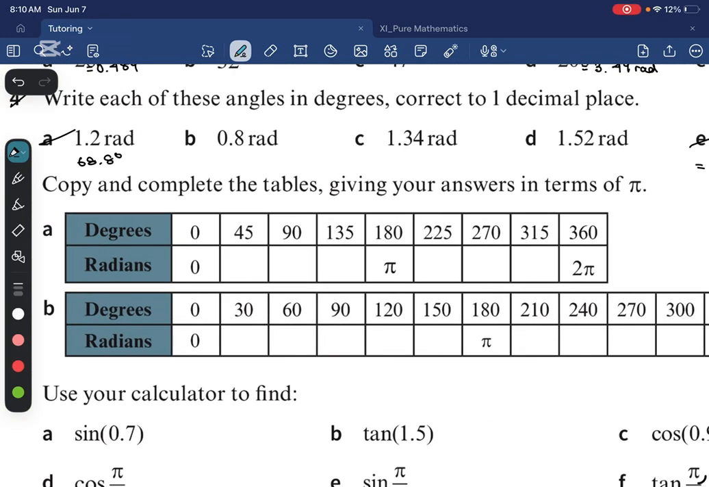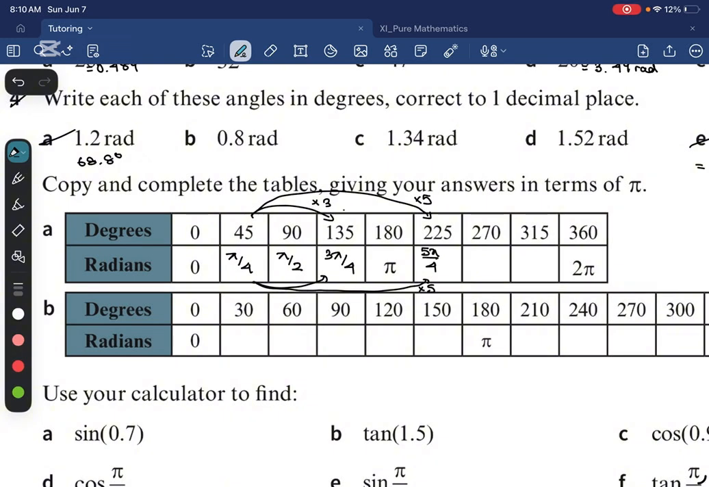So now these are the special angles that we discussed. 45 is pi over 4 radians, 90 is pi over 2, 135 is 3 pi over 4. 135 is 45 times 3, so you have to multiply by 3. Now 225 is also a multiple of 45. 45 times 5 gives you 225, so pi over 4 times 5 is going to give you 5 pi over 4.